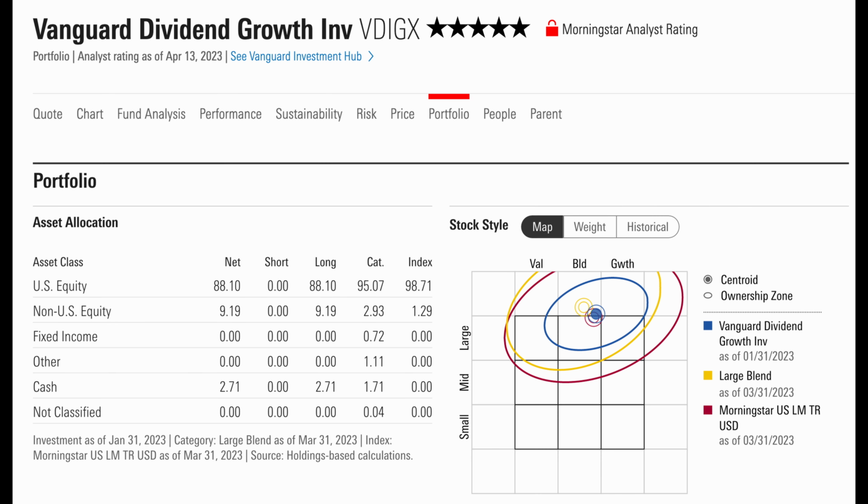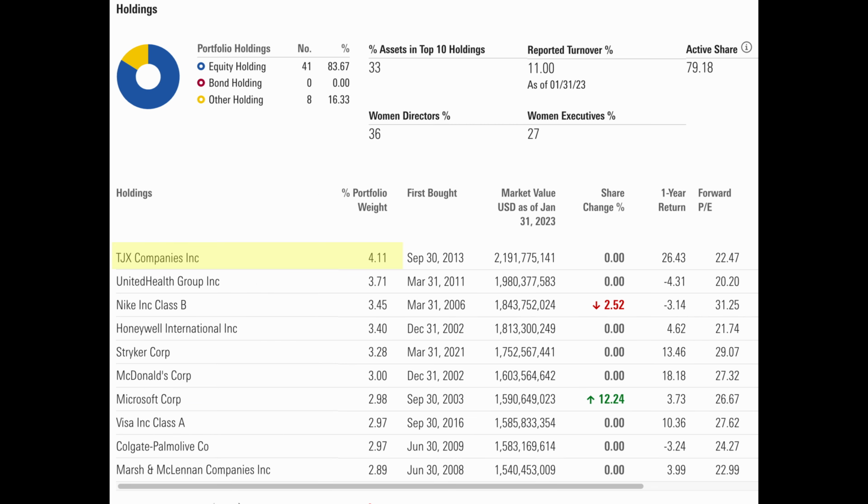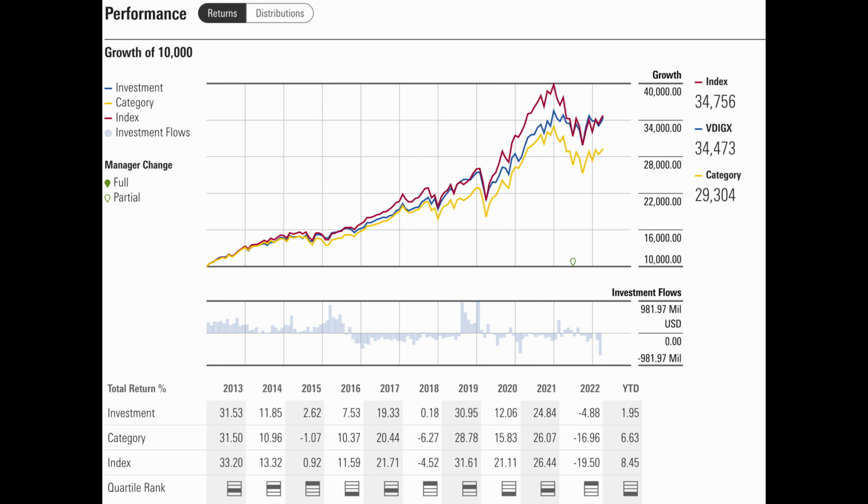If you want to look at the companies this fund is investing in, you can find that under its portfolio section. This fund is investing 88% in US companies, 9% in non-US companies, and holding 2.7% in cash. You can see the sectors of this fund as well. The topmost holding of this fund is TJX companies with 4.11% exposure. You can check how a fund is performing under the performance section. This specific fund is performing the same as the index in the last 10 years. A $10,000 invested 10 years back in this fund would have grown to 34,756 by now.